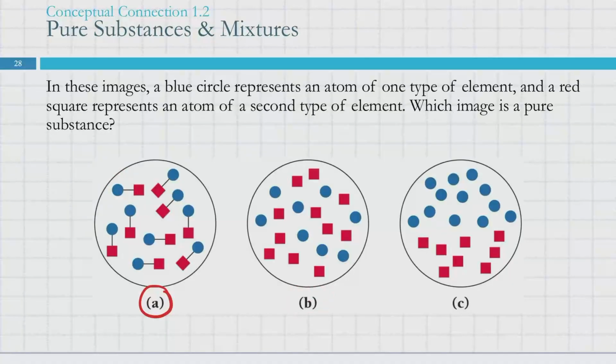In B, we've got a mixture because we've got blue circles and red squares, but they're somewhat evenly distributed. This would probably be a homogeneous mixture. And in C, we've got a heterogeneous mixture. It is not really mixed at all, or it's not uniformly mixed. They're together, they're just not nice and evenly distributed.